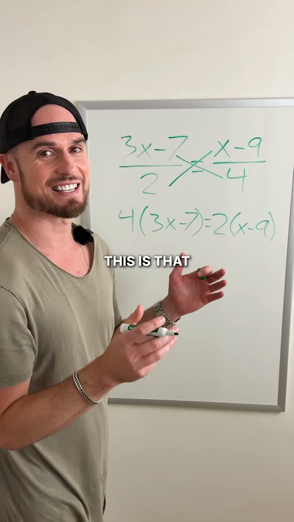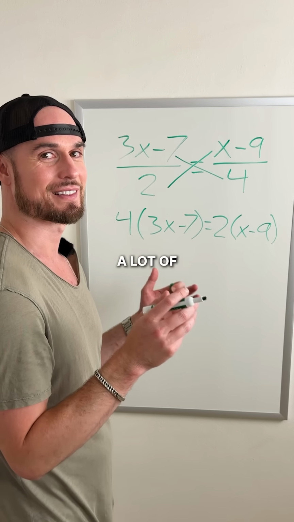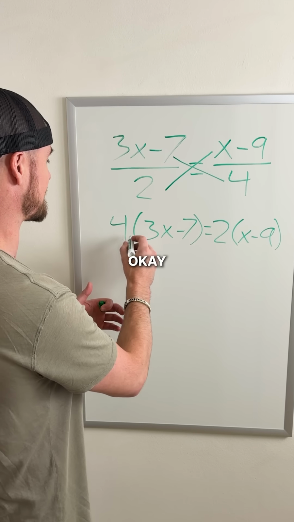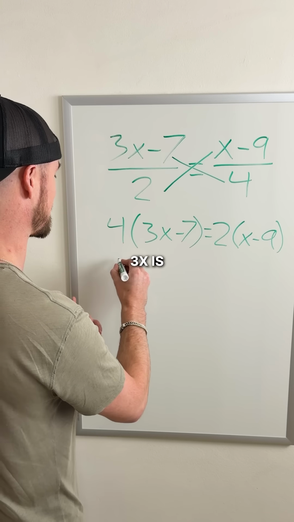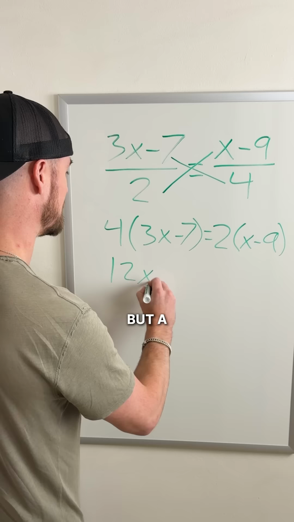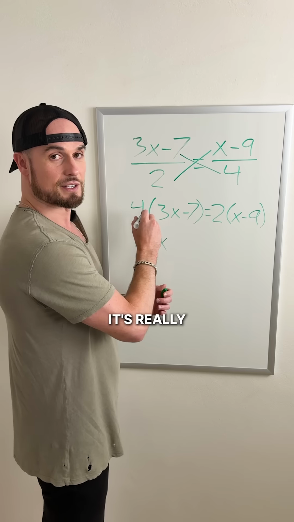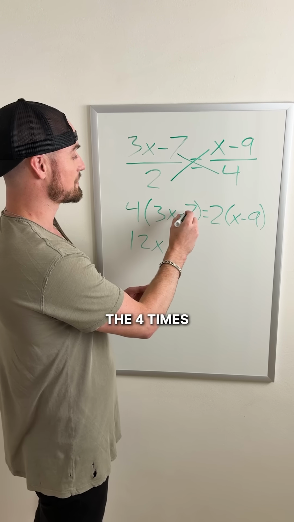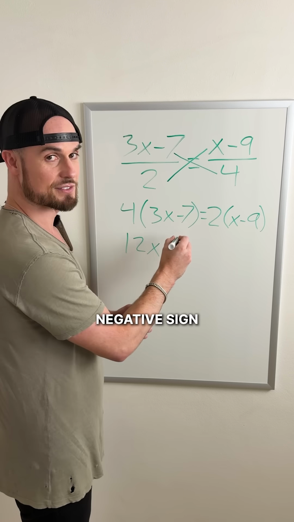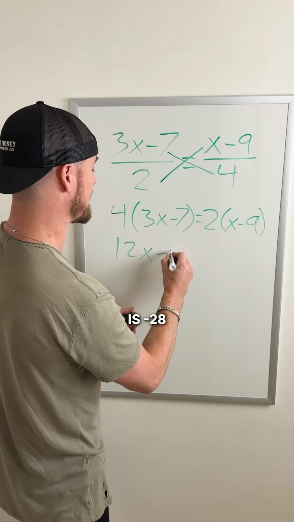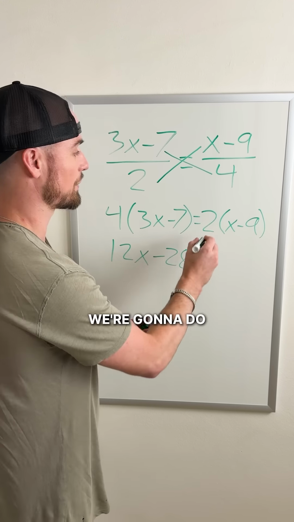Oh, and this is that careless mistake that we were talking about where a lot of students get this wrong. They'll distribute the 4 to the 3x, okay? So 4 times 3x is 12x. But a lot of students will forget to distribute this and just write -7, okay? It's really important that you do the 4 times the -7, and don't forget the negative sign. You have to keep the negative sign in there. So 4 times -7 is -28 equals, now we're gonna do the same thing over here.